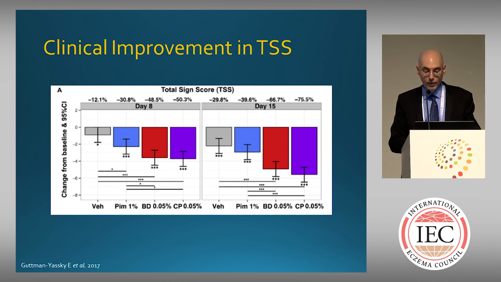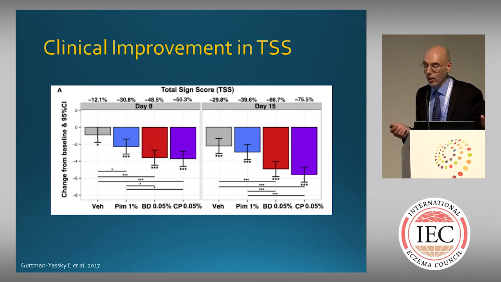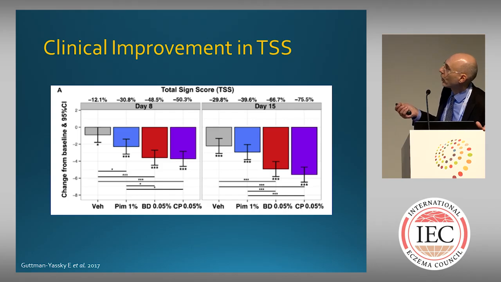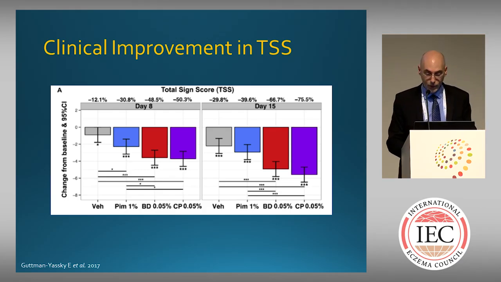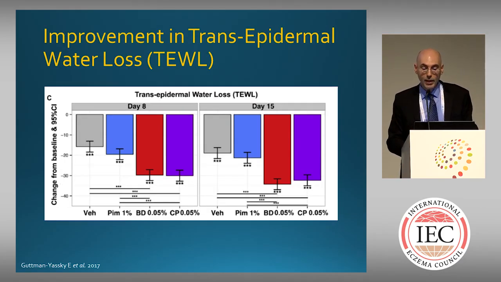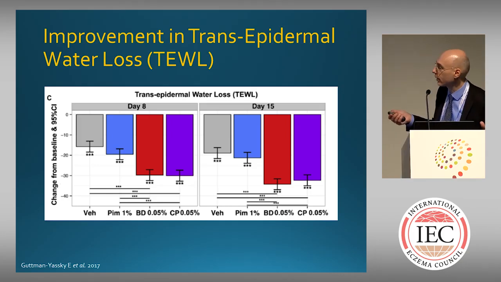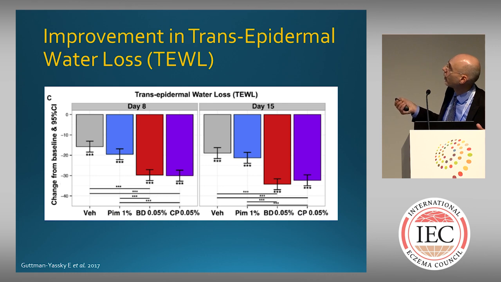So what we found is clinical improvement. We used an evaluation tool called TSS, and what we found is as early as 1 week, we could differentiate the vehicle, pimecrolimus, and the 2 steroids. The difference between the vehicle and the 2 steroids was statistically significant at 2 weeks. We also found the same difference in terms of transepidermal water loss, which was also significant, difference between vehicle and the 2 steroids at week 2.